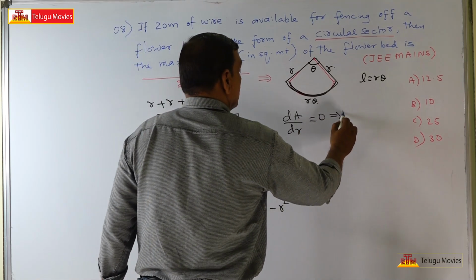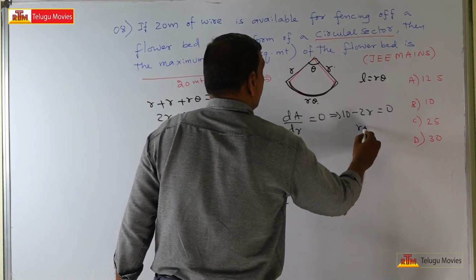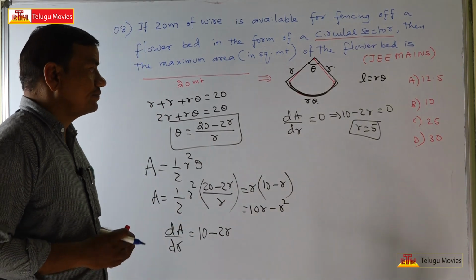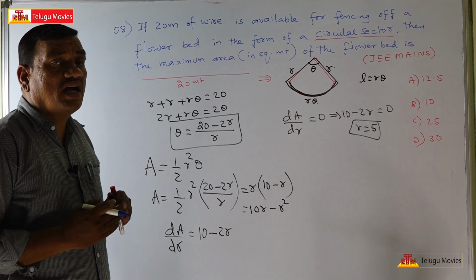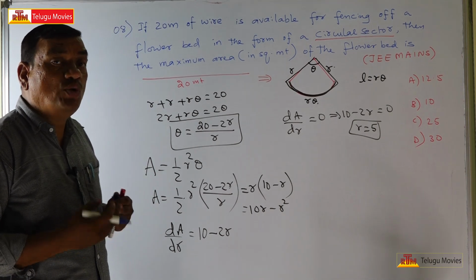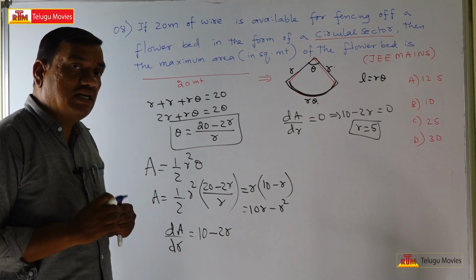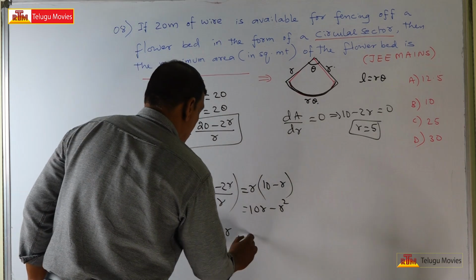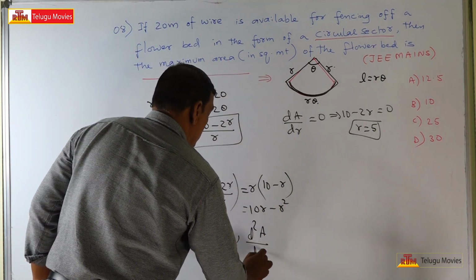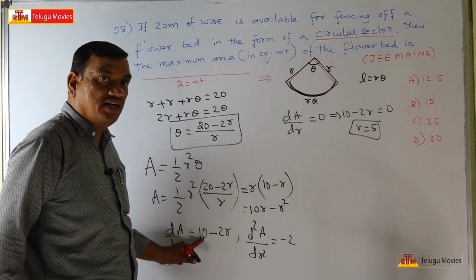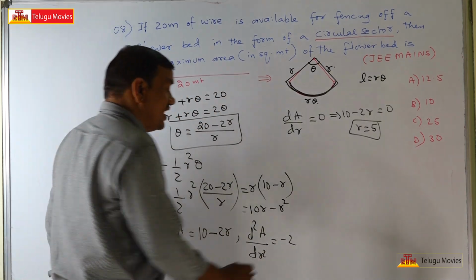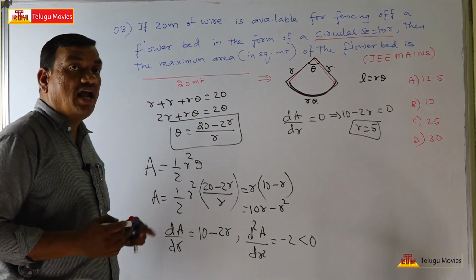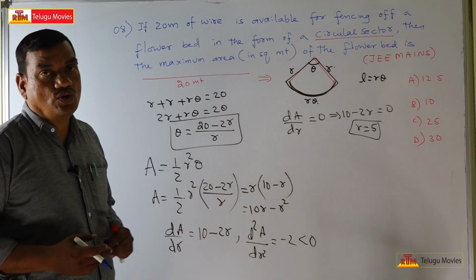So this implies 10 minus 2r is equal to 0. From this, r is equal to 5. When r is equal to 5, the area of the sector may be maximum or may be minimum. So how to decide that? We do the second derivative test. What is the second derivative? d square A by dr square is equal to minus 2, which is less than 0. So less than 0 means that expression A will have a maximum value when r is equal to 5.